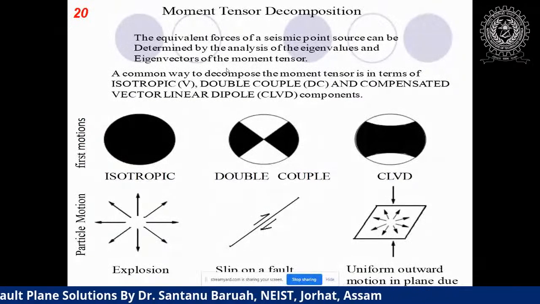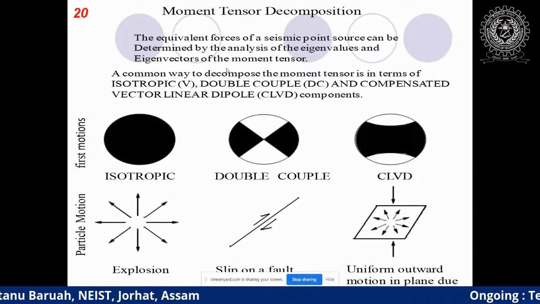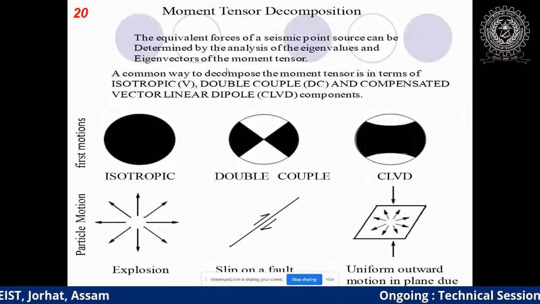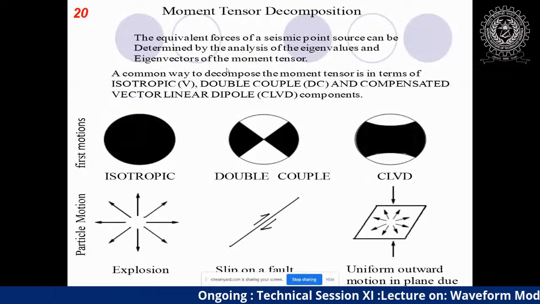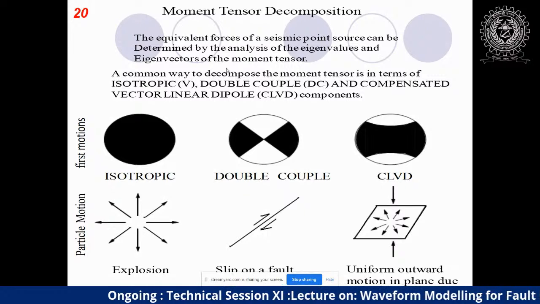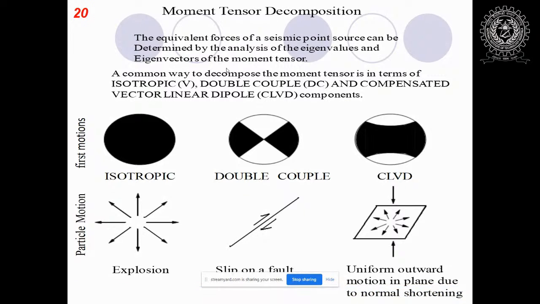If none of the eigenvalues vanishes and the sum is still 0, the moment tensor can be decomposed into major and minor double couples, or a double couple and a compensated linear vector dipole, which is known as CLVD. Earthquake moment tensors with significantly large CLVD components have been observed in a variety of tectonic environments, including the Wadati-Benioff zone.